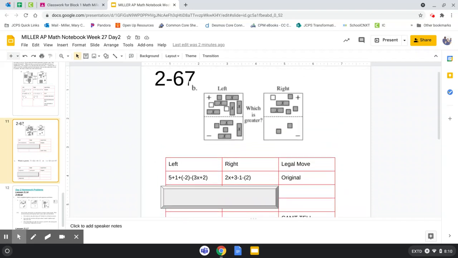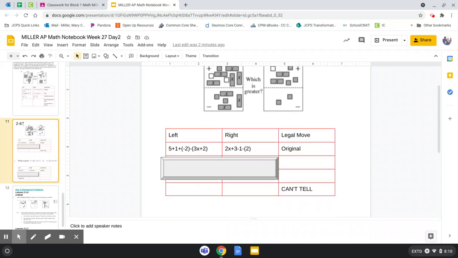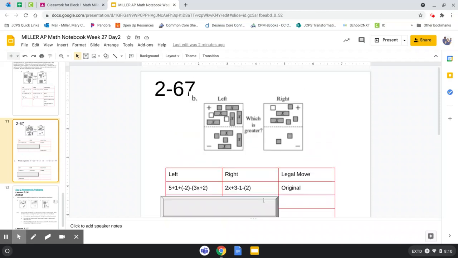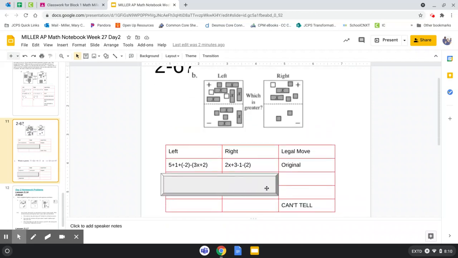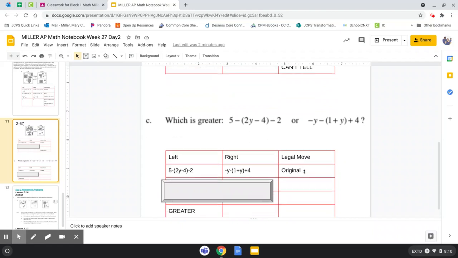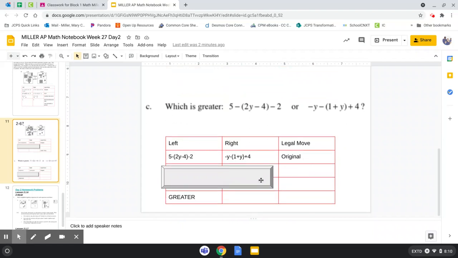And the last two that I wanted to go over the answers for are 267, where you can't tell for B, which is greater because of the way it simplifies. You've got to show me that. But the answer is that you can't tell. And then for C, the left side ends up being greater. So again, if you want to show your work here, you have to in order to get full credit, FYI.